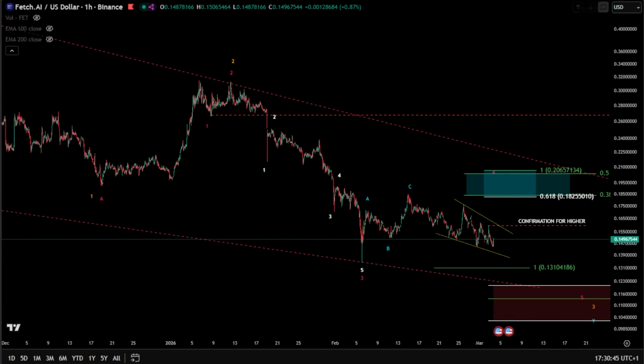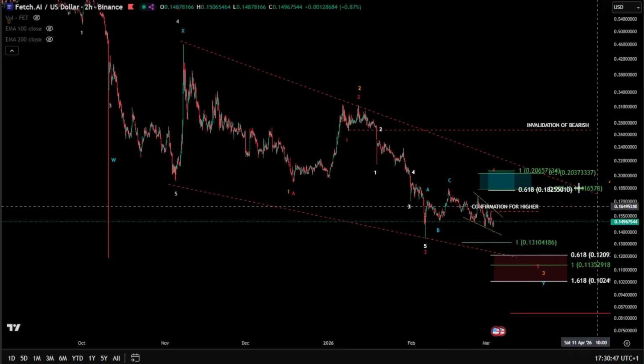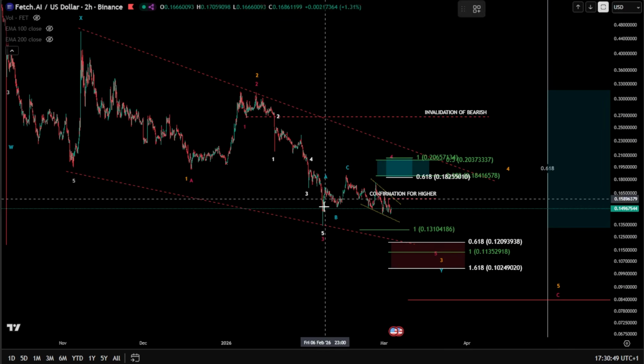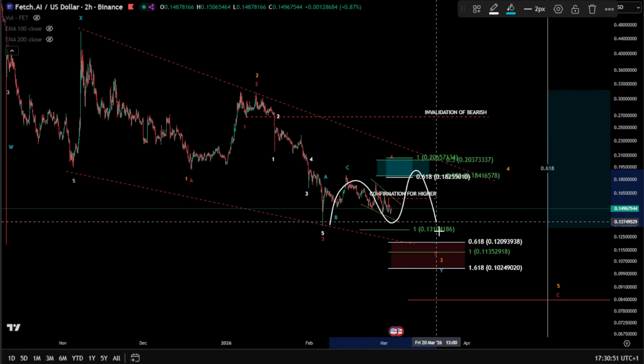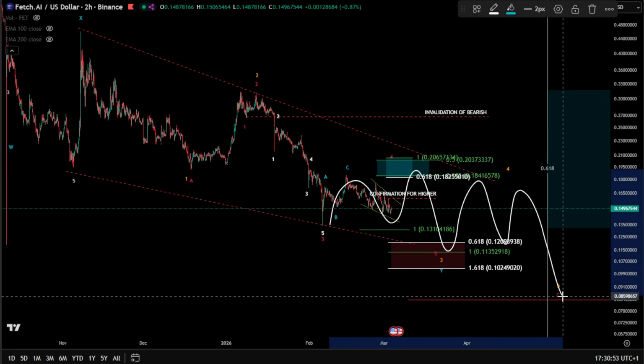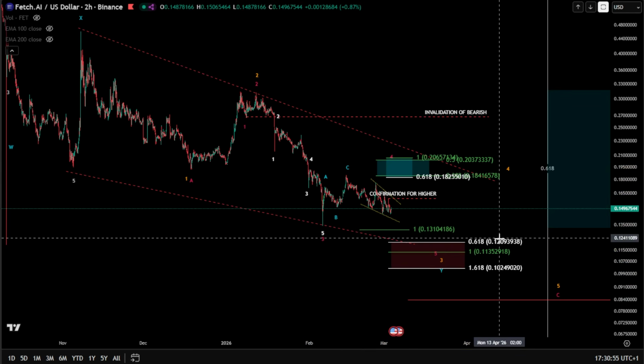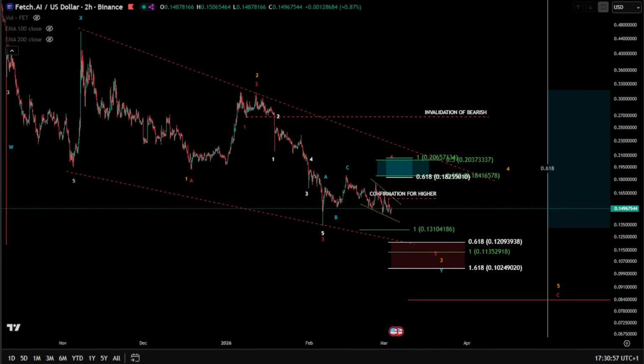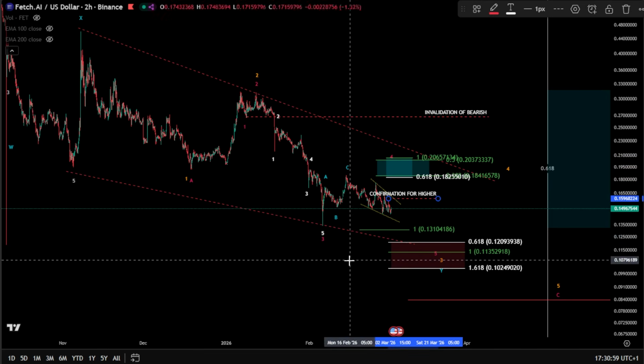Don't forget the time for this bear market is required. That's why the market is going to take the time, making the correction and so on, to reach at least the time required and then push towards the upside. Yep, so this is regarding FET.